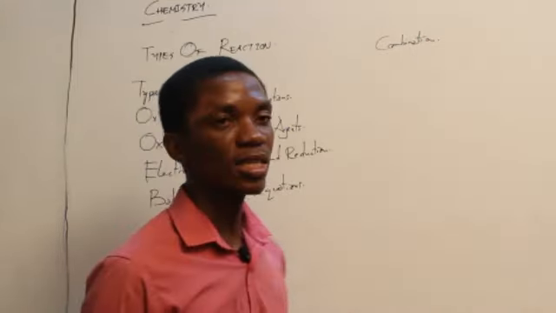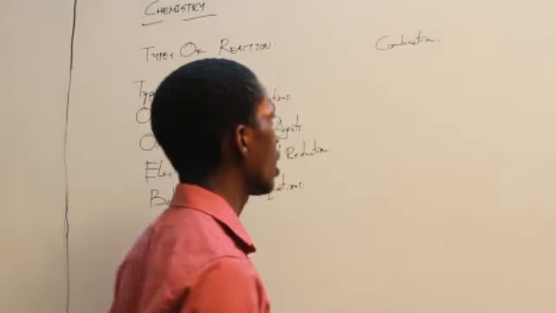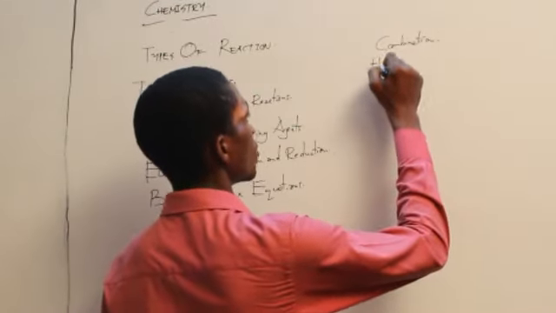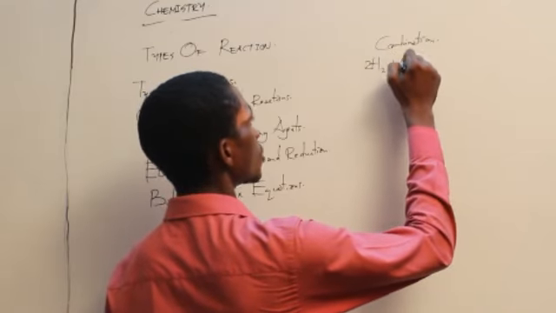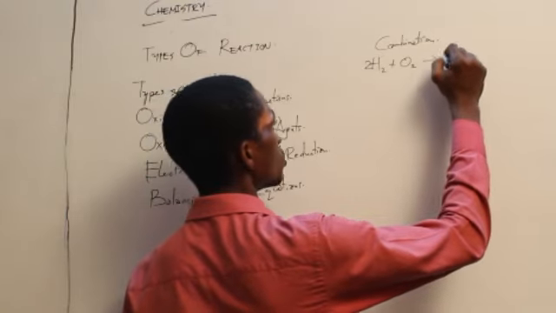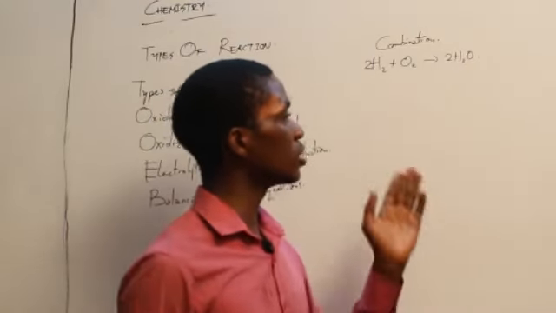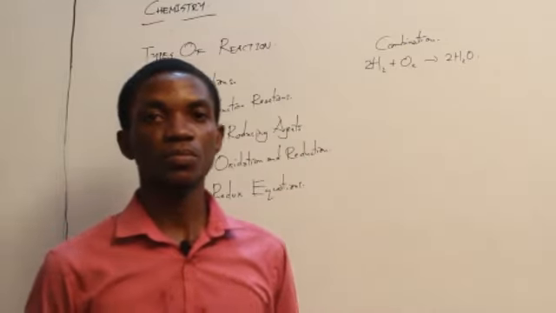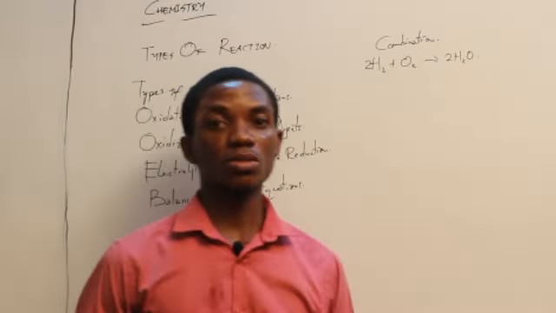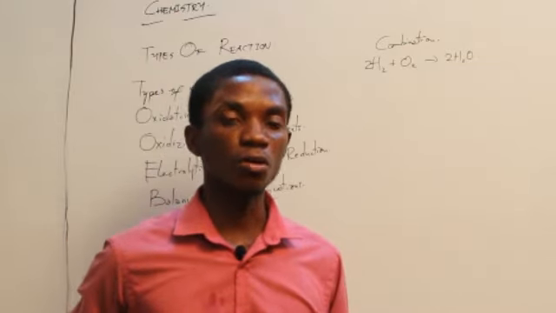reaction. Just as the name suggests, two things coming together to form a new substance. A very good example is when we have hydrogen coming together with oxygen to produce water. This is a combination reaction. A particular thing mixes with another particular thing and a new product is formed.